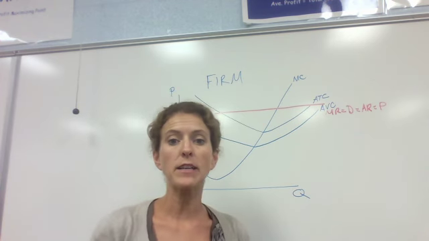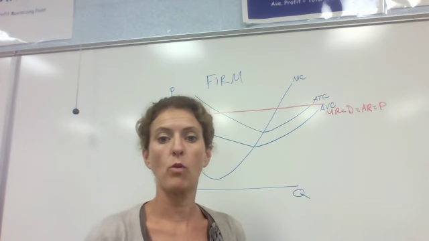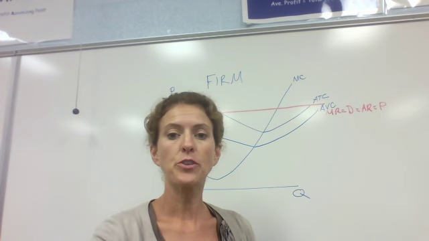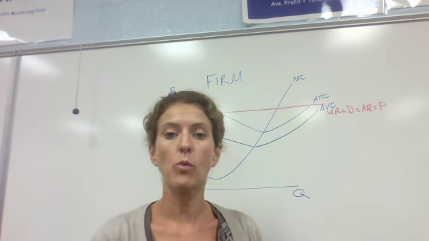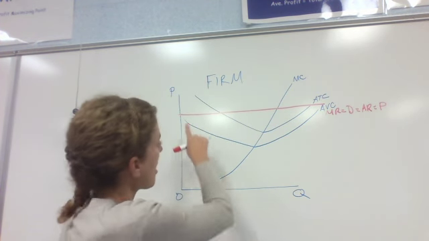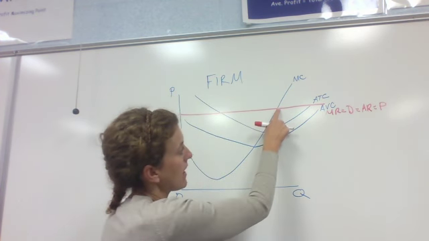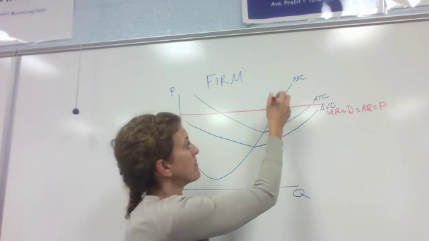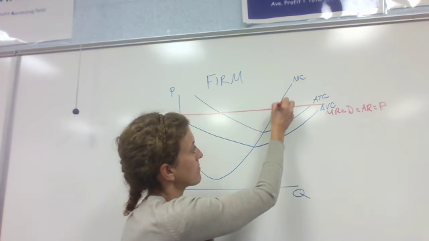In order to maximize profits, we want to go through our 4 rules. The first rule is to make sure that you find where the marginal revenue is equal to the marginal cost. So we're going to follow our marginal cost curve until it hits Mr. DARP, because that is our marginal revenue. We make a dot here.